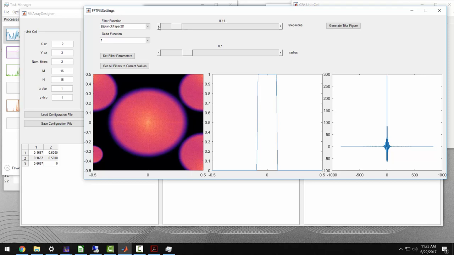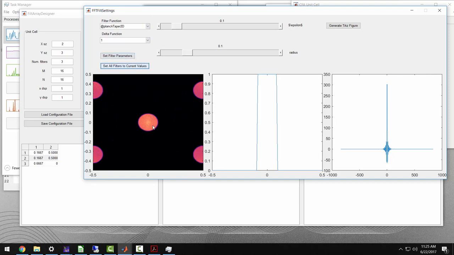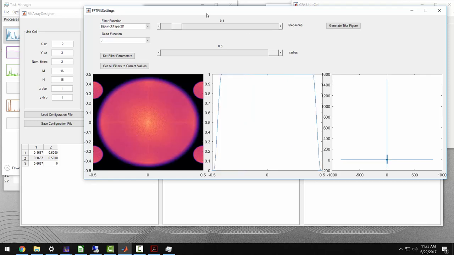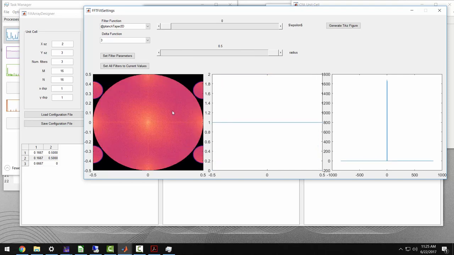Now I can set all filters to current values. This makes it faster to set some of the sidebands if they're all the same. Then I just want to set this center chrominance channel to be larger. So let me set that radius all the way to 0.5. There we go, and maybe I can change this all the way to 0. So now we've got the maximum available bandwidth in the chrominance channel, given you're taking a circular filter, sidebands, and then we set filter parameters with this. This will set the filter parameter.